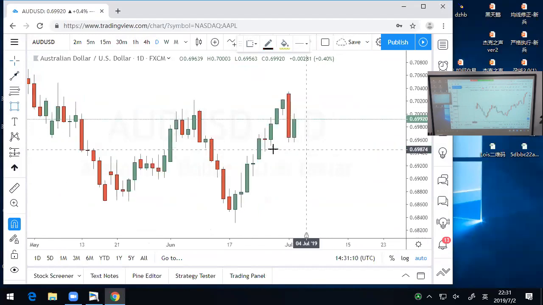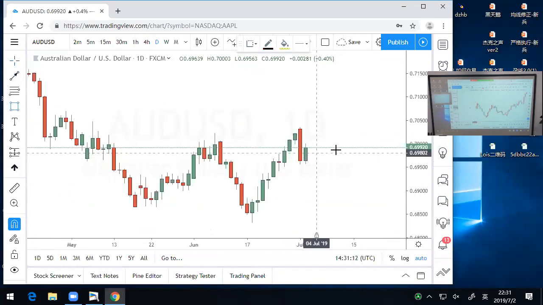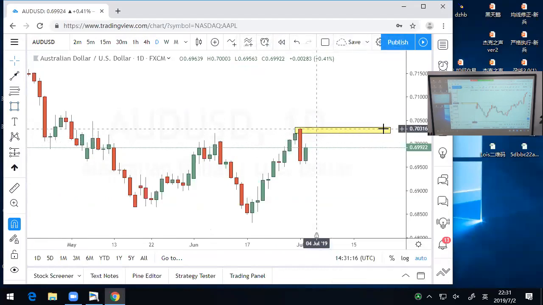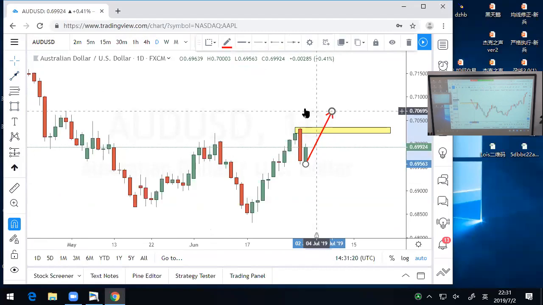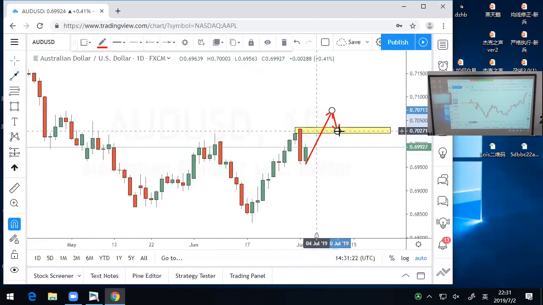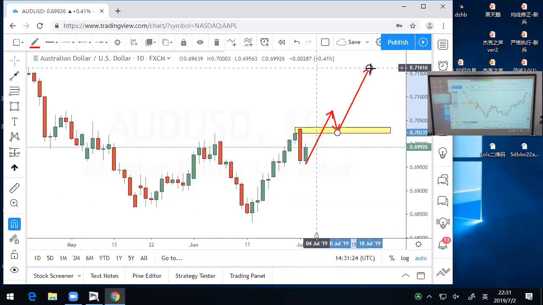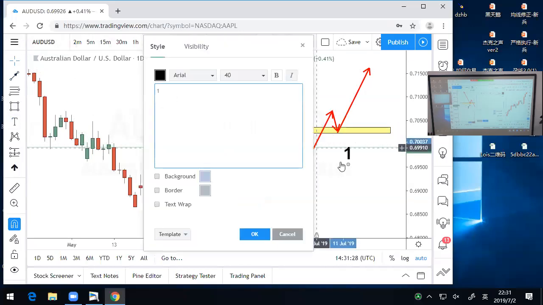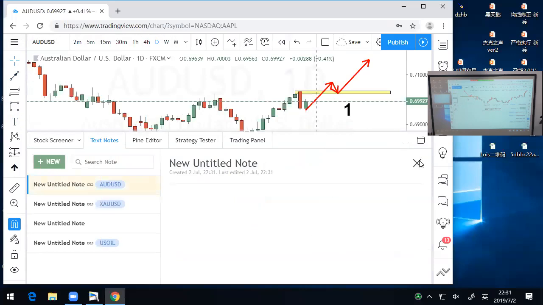So what we can do is observe the Aussie and especially focus on this high, 0.7030. Because if the Aussie can break another high, you want to buy the pullback from here. This is the first scenario that you want to buy from here: buy the breakout and the pullback.